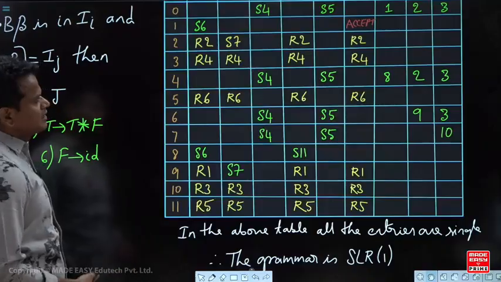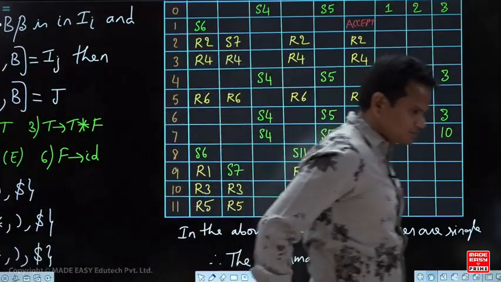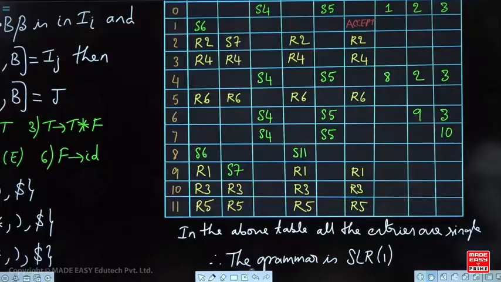As we have done for LL(1), similarly. Yes, we have the alternative, boss. The shortcut method is there.